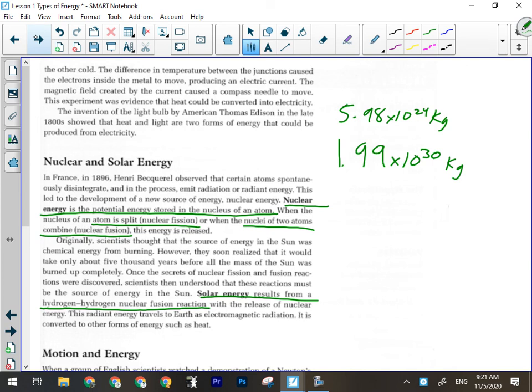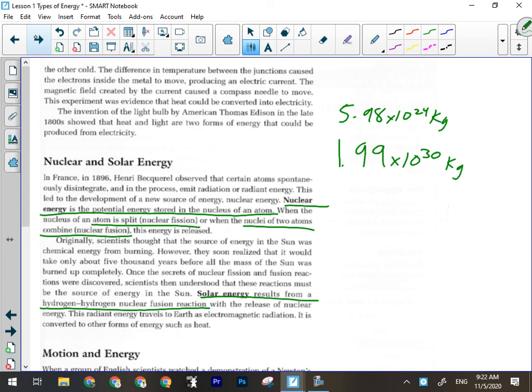And similarly, it's very difficult to fuse large atoms. It's easier to fuse small atoms. It's easier to split big atoms. So that's typically how that works. Isn't fusion what happens in the sun? Exactly what I was getting to. Yes, fusion is what powers the sun. Hydrogen-hydrogen fusion is what powers the sun.